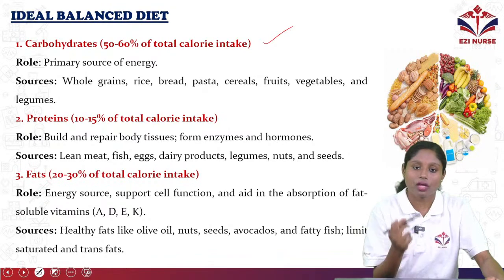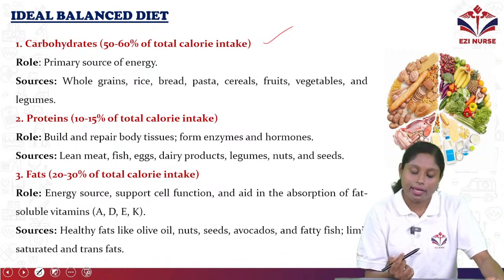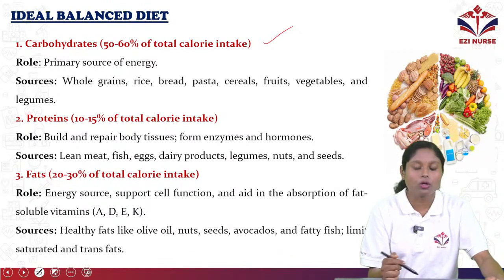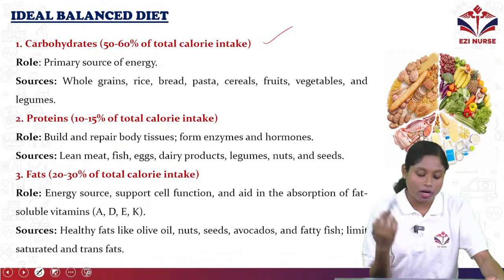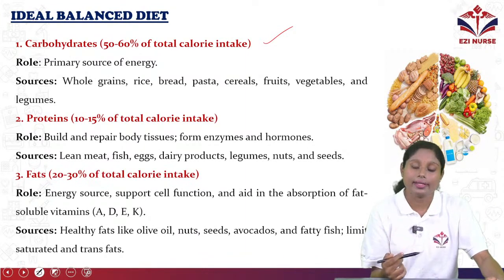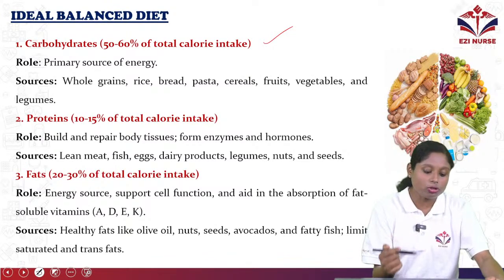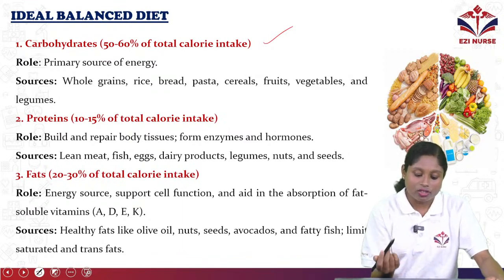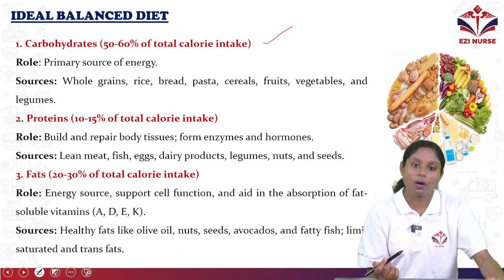Coming to proteins, we need 10 to 15% of total calorie intake. Its role is building and repairing body tissues, and also for enzymes and hormones. So why do we need protein? We need protein to build or repair our body tissues and to form enzymes and also hormones. That's the role of proteins. What are the sources of proteins? Lean meat, fish, egg, dairy products, legumes, nuts and seeds. Those are the main sources for proteins.